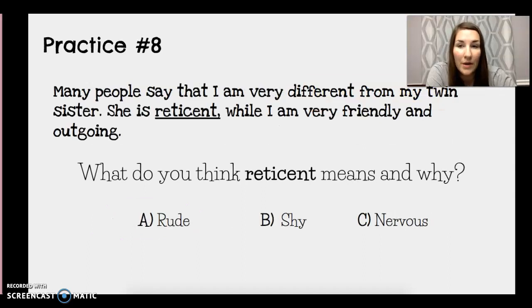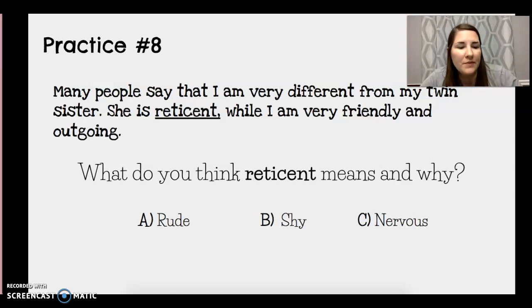All right, let's look at one more example, and hopefully you're getting the hang of this as we're doing it together. So many people say that I am very different from my twin sister. She is reticent while I am very friendly and outgoing. What do you think reticent means and why? Rude, shy, or nervous?